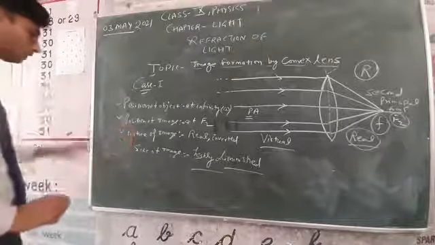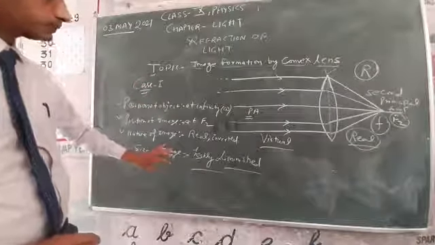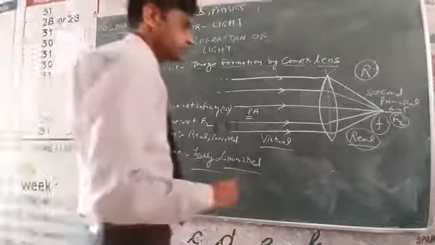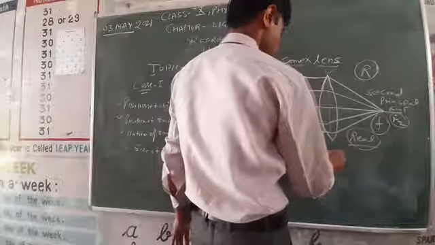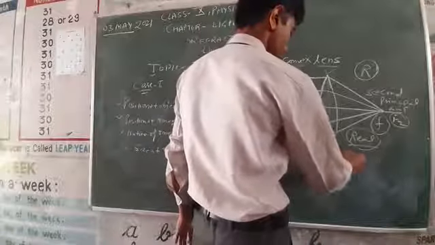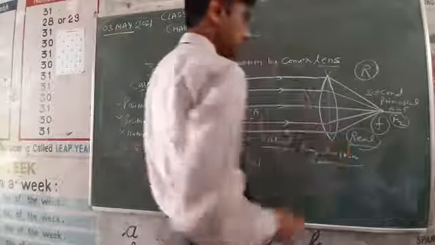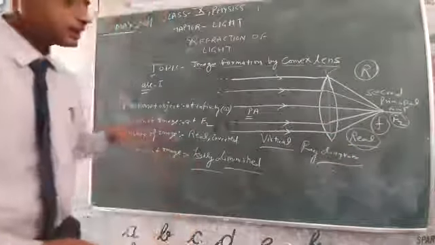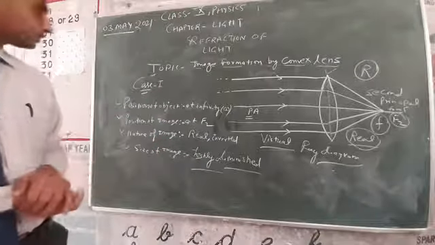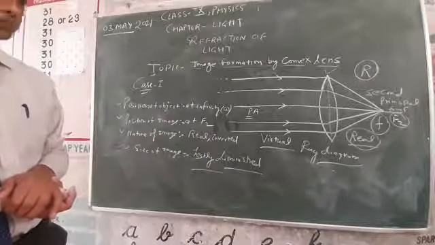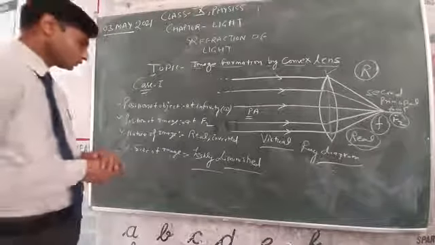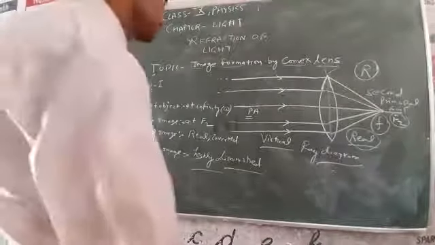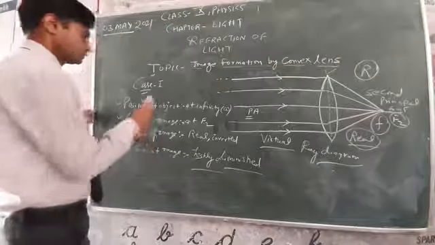So you have to know about all these points, and this is the ray diagram when your object is placed at infinity. So I hope you understand this case first. Now I am going to discuss the second case. Case second.